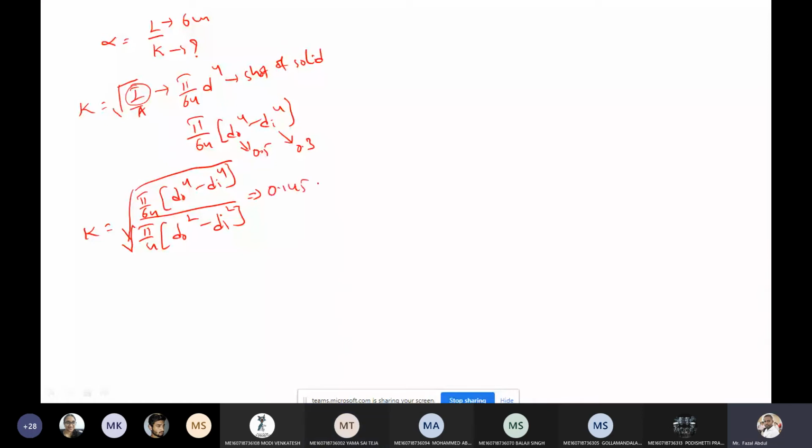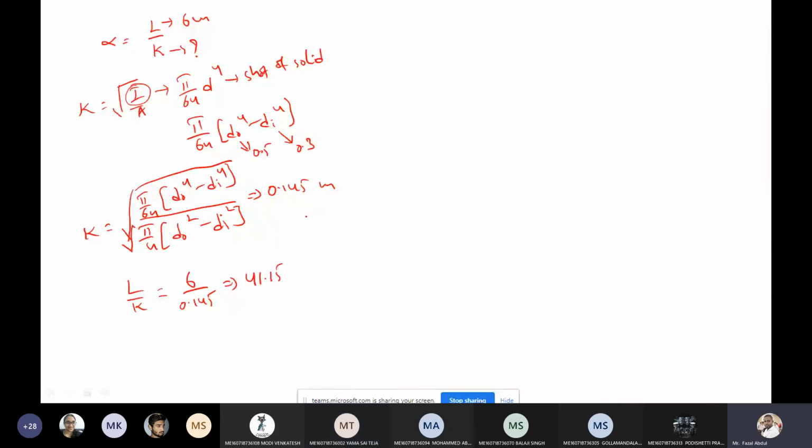0.145 meters. Now we need to calculate L by K. So L by K equals L value 6 meters by 0.145. Now tell me what is this value? 6 by 0.145. 41.15. Very good.